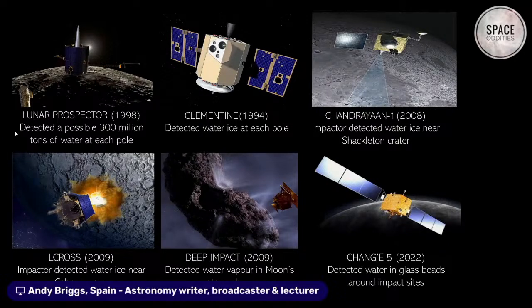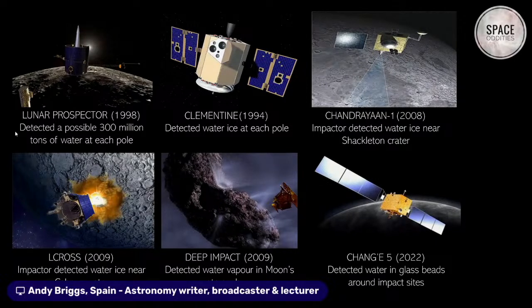Chandrayaan-1, the predecessor of Chandrayaan-3, which is hopefully going to land on the moon on Wednesday, was an impactor mission to slam an impactor into the moon, and it detected water ice near Shackleton crater. The LCROSS mission from NASA, again another impactor, detected water ice near Cabeus crater, another crater at the south pole of the moon. The Deep Impact mission, you may remember, was NASA's wonderful mission to ram a probe or an impactor into an asteroid, and that was in 2009.